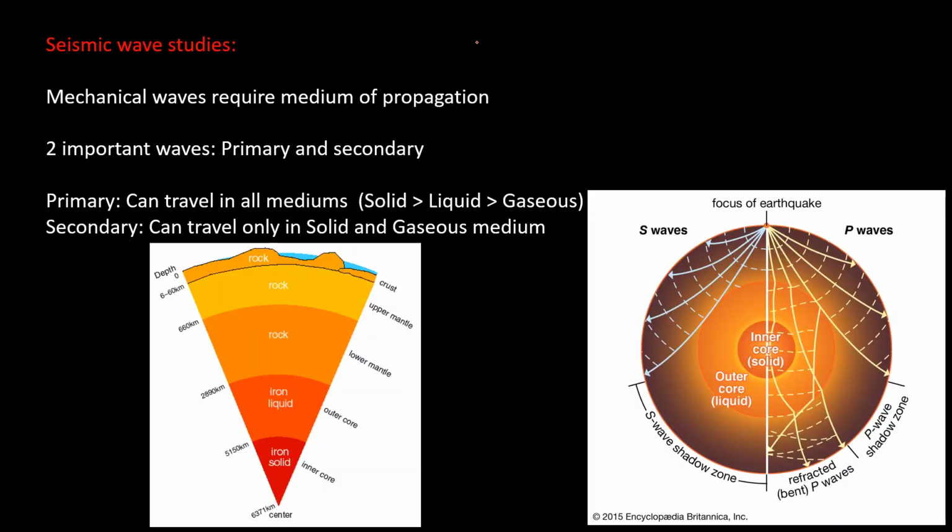Next, this was also studied using seismic wave studies, where they pass some waves. Primarily, there are two important waves: primary waves and secondary waves. These mechanical waves require some medium to propagate. The primary wave can travel in all mediums: solid, liquid and gas. But the secondary wave can travel only in solid medium.